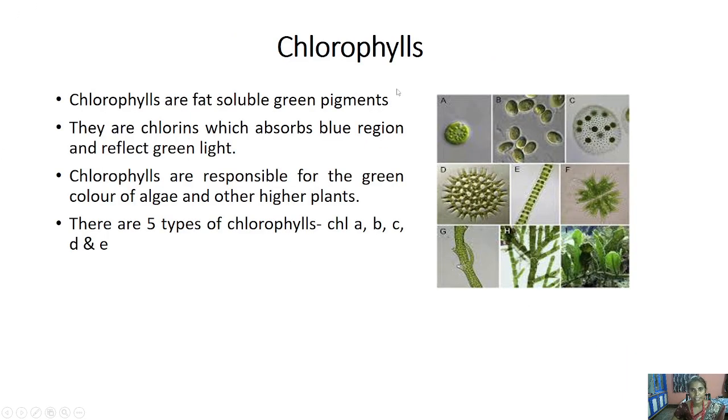Let us study each pigment in detail. Chlorophylls. The chlorophylls are fat soluble, green color pigments. They are mainly responsible for imparting green color to the thallus or plant body of an alga. They are chlorins which absorb the blue region and reflect the green light. These are responsible for the green color of algae and other higher plants. There are five different types of chlorophylls observed in algae. Those are chlorophyll a, chlorophyll b, chlorophyll c, chlorophyll d, and chlorophyll e.